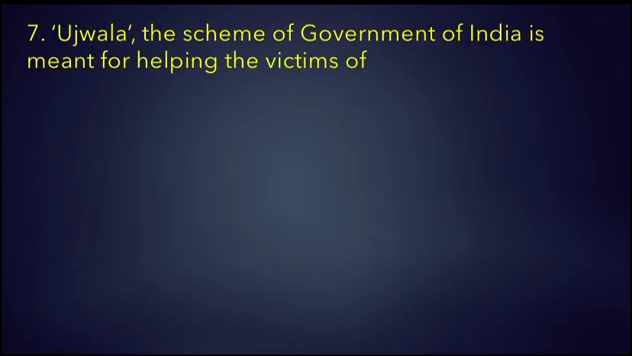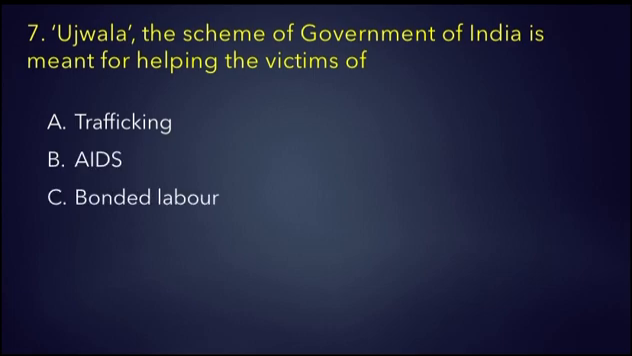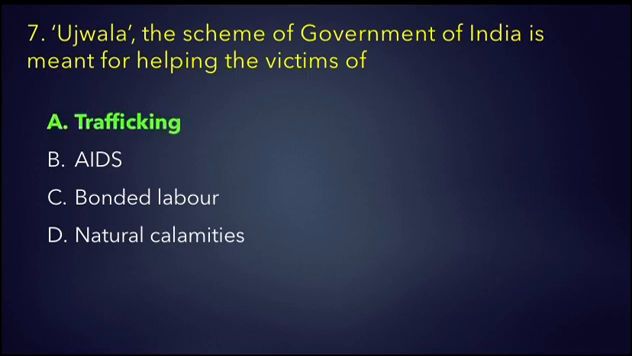Let us see the next question. Ujjwala, the scheme of government of India, is meant for helping the victims of A. Trafficking, B. AIDS, C. Bonded labor, D. Natural calamities. The right option is trafficking.